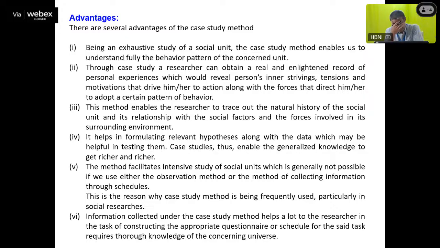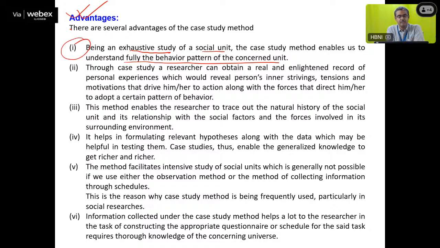But there are certain advantages. In spite of these assumptions, there are certain advantages with respect to sociology research. What are those? There are several advantages of the case study method. One, being an exhaustive study, as we discussed in the characteristic, that is the intensive study with a large time frame. Being an exhaustive study of a social unit, the case study method enables us to understand fully the behavior pattern of the concerned unit.